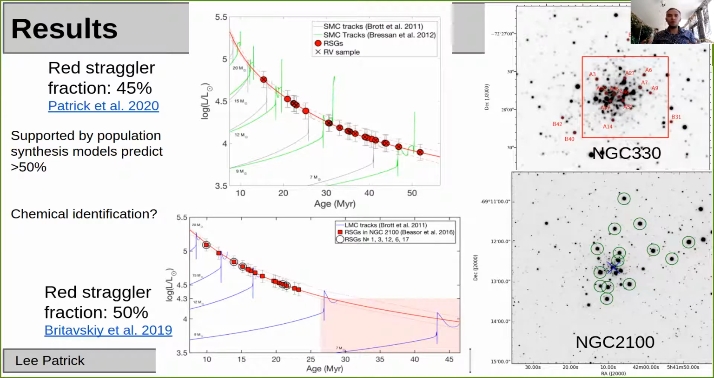Now, the ultimate goal of this study is to be able to chemically tag individual stars and say, you're a red straggler, you're a single red supergiant star. We aren't there yet, but we think there are signatures when one folds in the luminosities of these star mergers in these star clusters.